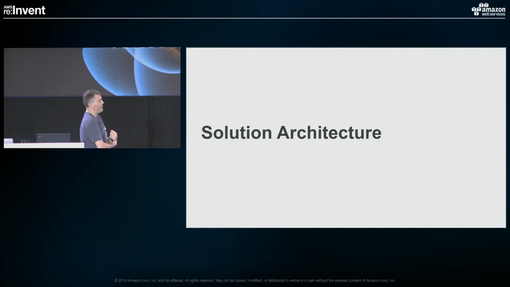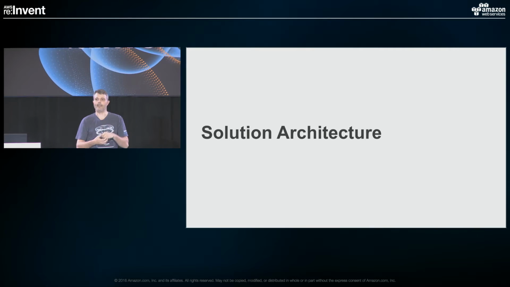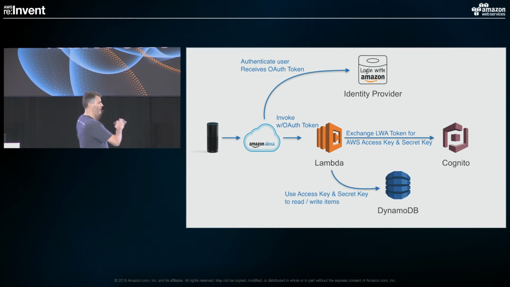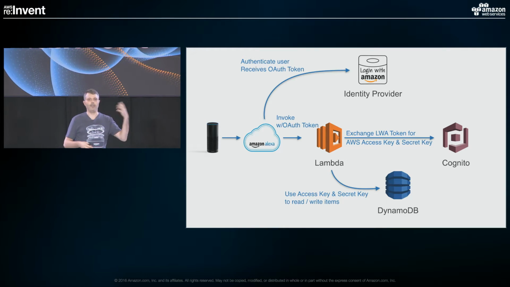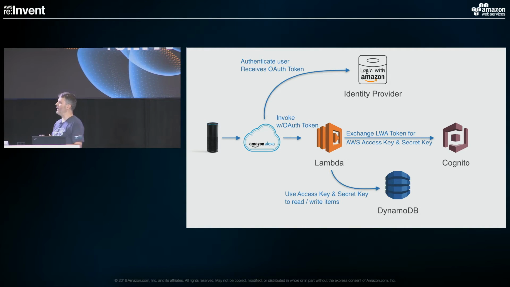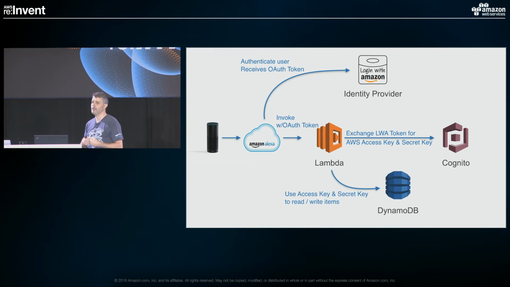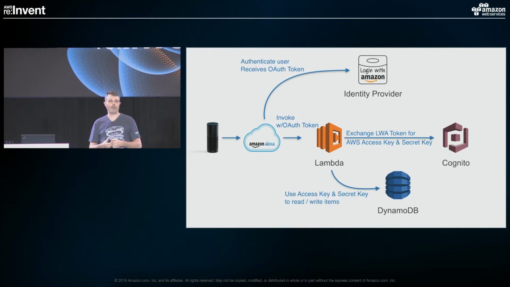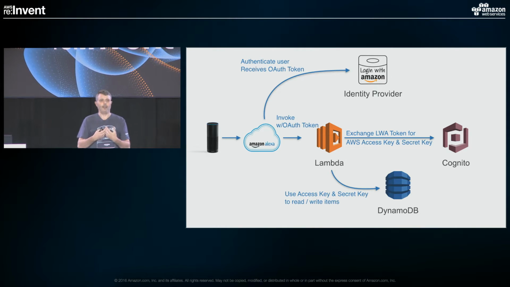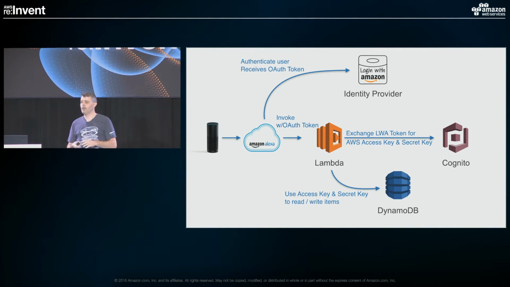So the backend architecture for the skill that I just demoed before is like this. You have the Echo device on the left side. Whenever you talk to the Echo device, the Echo talks to the Alexa service in the cloud, where we do the speech recognition and the natural language processing. I'm using an identity provider where I can authenticate. I will talk about that a bit more later.